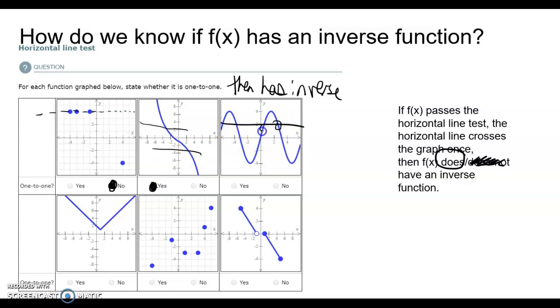Here, just where I drew this line, it crosses 4 times, so it'd be no. I want you to pause the screen and try these 3 down here on your own. So you're pausing and seeing if these 3 are 1-to-1, aka have inverses or not.